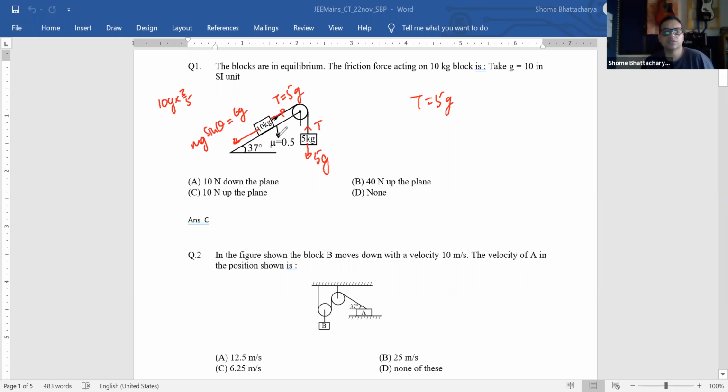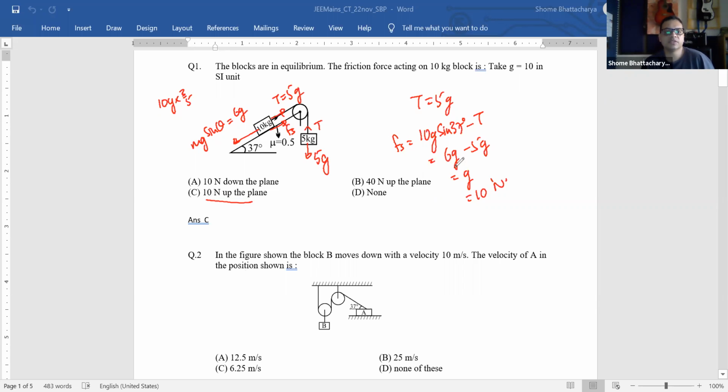So the difference of the two, which one is balancing? Friction is balancing. So you can see here there will be static friction acting in this direction. And that static friction will become equal to how much? That static friction should be equal to 10G sine 37 minus this tension. So this should be 6G minus 5G. So it should be G or 10 newtons. And in which direction? Up the inclined plane.